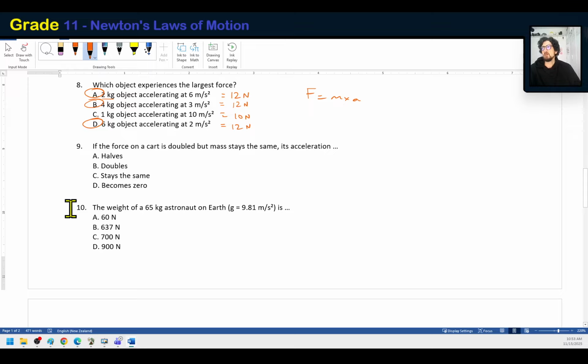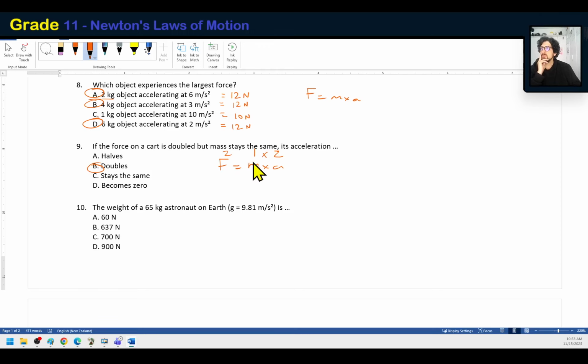If the force on a cart is doubled, but mass stays the same, what happens to the acceleration? If you double the force, you double the acceleration. And if you're not sure, just come up with some numbers. Force equals mass times acceleration. Let's make this 1 and then let's make this 2. I just came up with those numbers. And that's going to equal a force of 2, right?